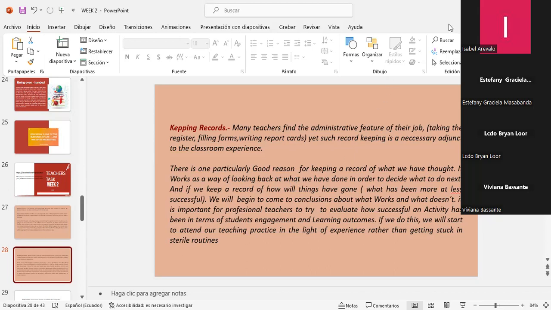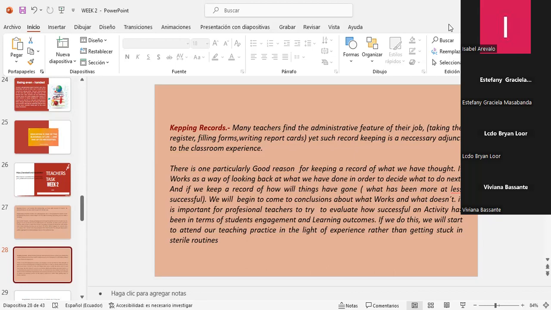For example, if things are not going well, you have the record. Something happened. Maybe most of my students fail the test. So you have to change the things that you are doing, right? So we will begin to come to conclusions about what works and what doesn't. It is important for professional teachers to try to evaluate how successful an activity has been in terms of student engagement and learning outcomes.